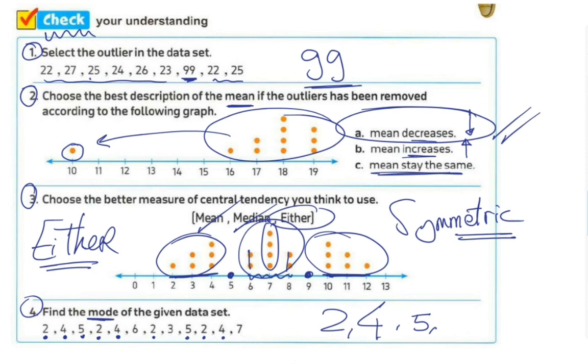Which one is the mode? No, the mode is the most often, the most one. So 5 repeated 2 times, 4 repeated 3 times, but 2 repeated 4 times. So the right mode is 2. 2 is the right mode. But if you have some values repeated the same number of times, then we have 2 modes. But in this case, the most repeated value is 2. So 2 is the right mode.